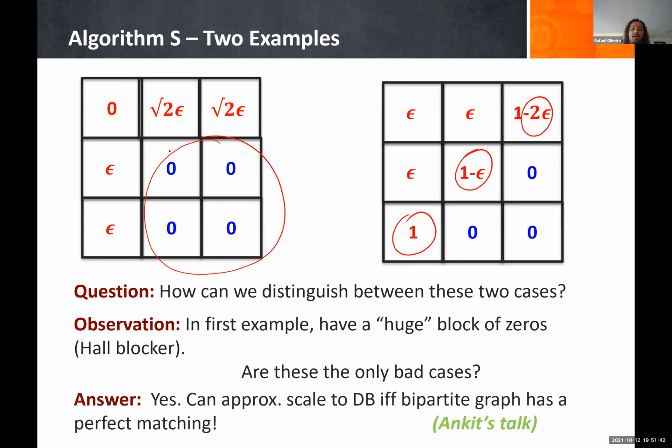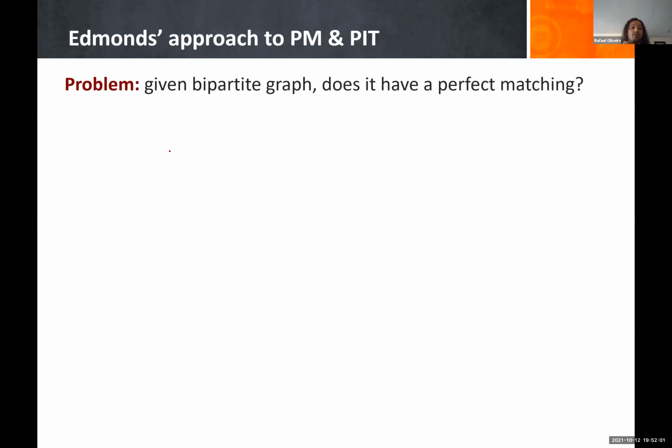And again, the answer that Ankit gave was, well, yes, we can approximately scale to doubly balanced if and only if the bipartite graph has a perfect matching, right? And as we're going to see later in the lecture today, this is also related to the Hilbert-Mumford criteria, right? So, all right.